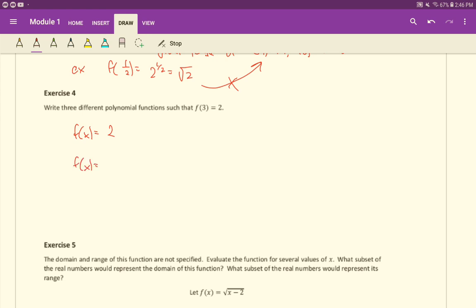Let's come up with another one. Let's use one that has an x in it, like this. Now if I put a 3 in for this x, we need it to equal 2. What can I do to 3 to make it become a 2? Think about that. Answer in your head. Pause the video and think about that. What can we do to 3 mathematically to make it become 2?